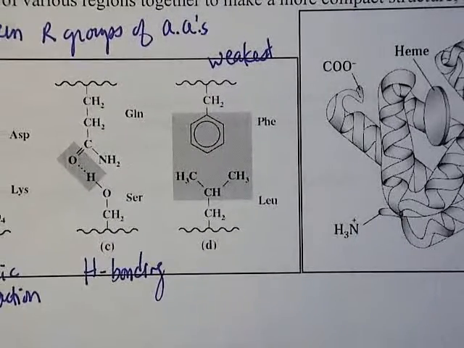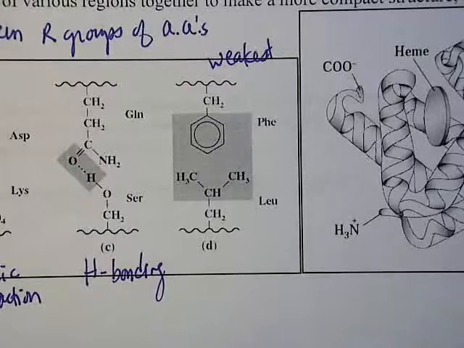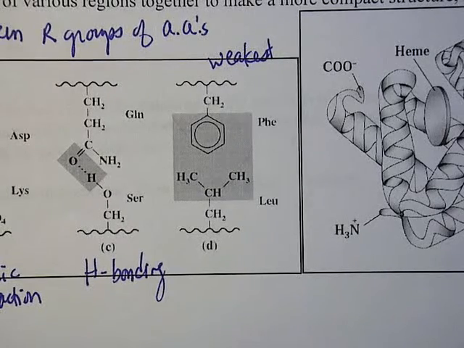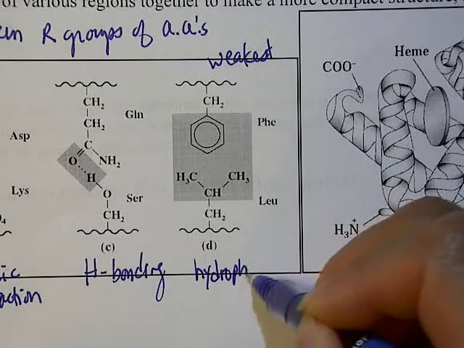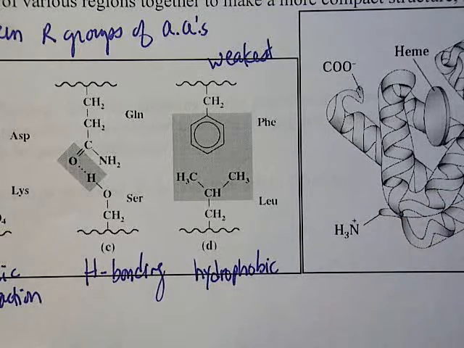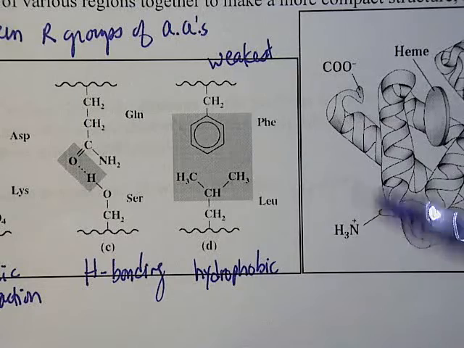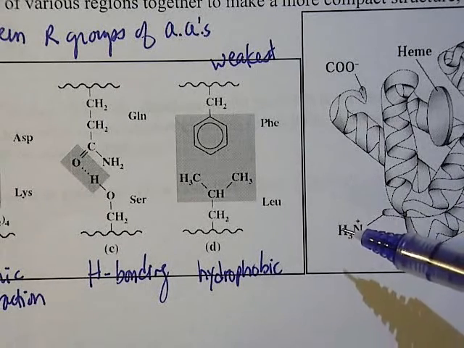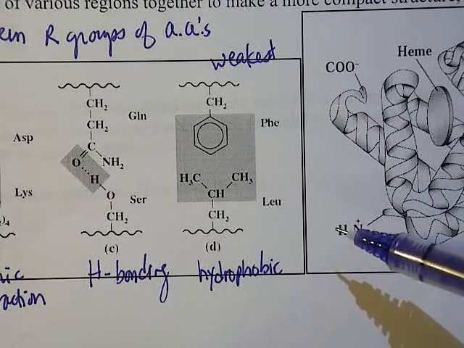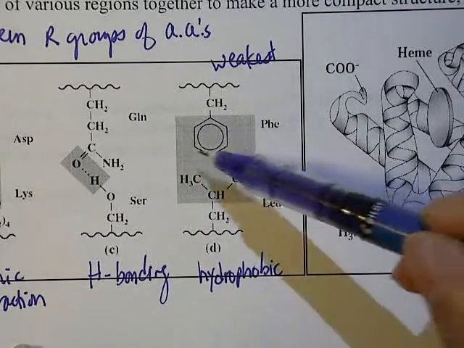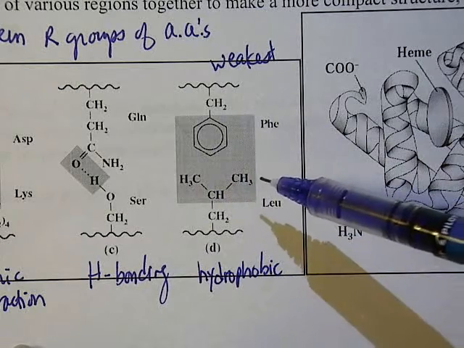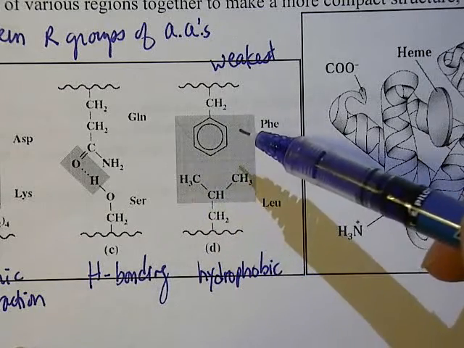So the last interaction between the side chains, which is the weakest, is the hydrophobic interaction. And all that is, remember, the non-polar amino acids that had basically carbons and hydrogens in the side chain.